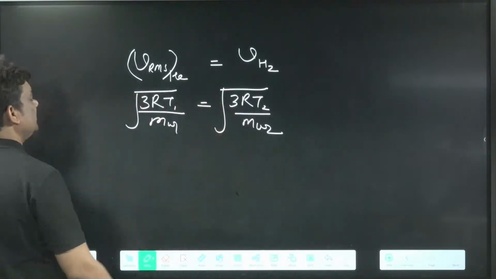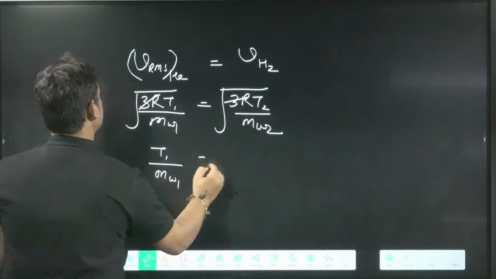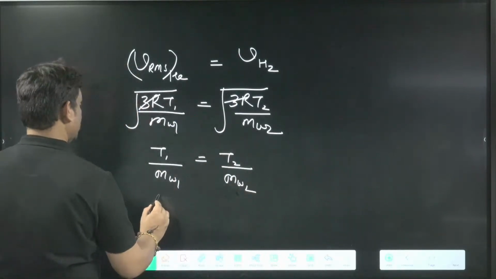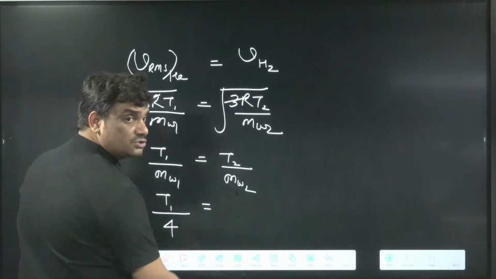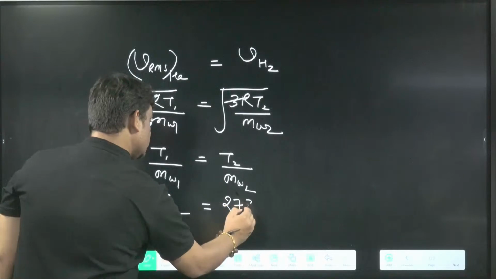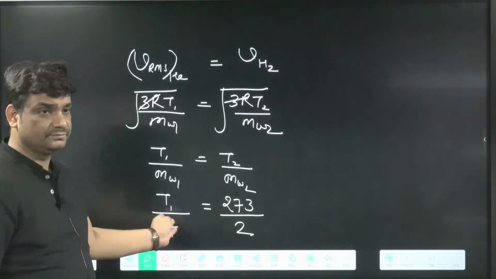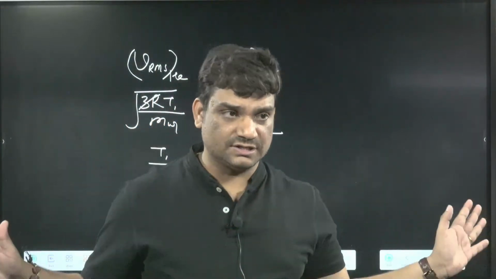Squaring both sides, the root will be cancelled, 3R will be cancelled. So T1 by MW1 equals T2 by MW2. Now you have to find T1, MW1 for helium is 4, T2 is given as 273, and MW2 is 2. Now I hope you can solve. The answer will be in Kelvin, then you have to convert into degrees Celsius. Done.